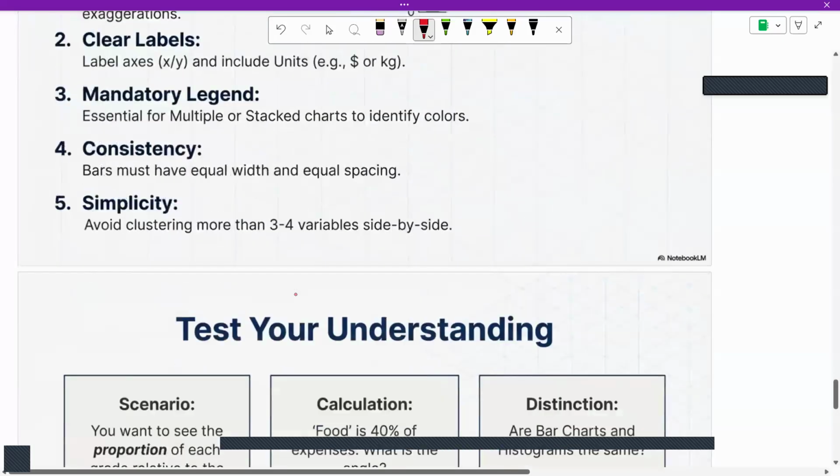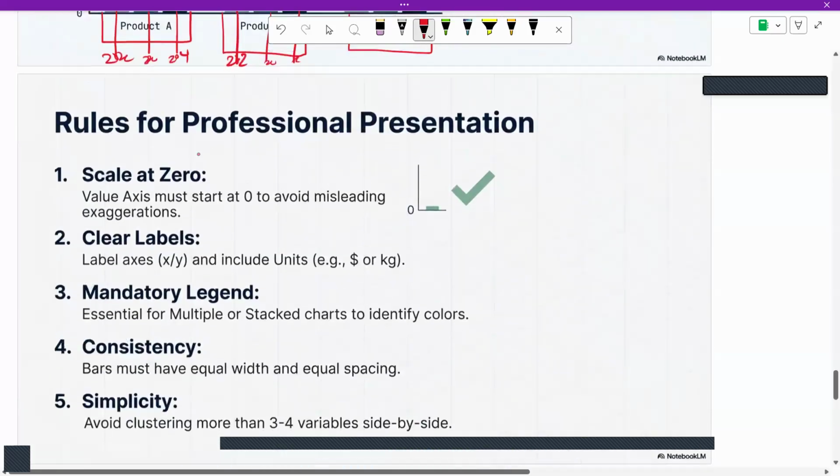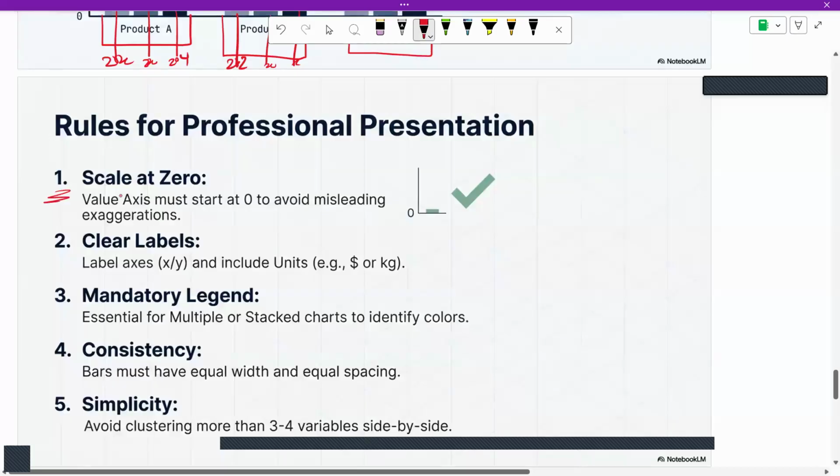Right. The things that you have to remember, rules for professional presentation. Number 1, always start from 0. Scale at 0. The value axis must start from 0 to avoid misleading exaggerations. Always the origin should be 0. It's better, not always. Clear labels. Label X and Y. What is X? What is Y? It should be very clearly written. Label X and Y and include units. For example, whether it's rupees or dollars or count, we have to clearly write the labels.